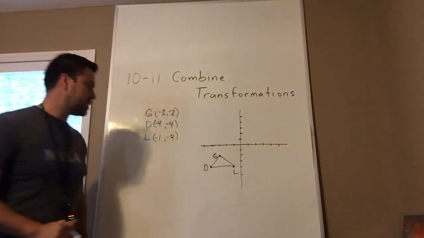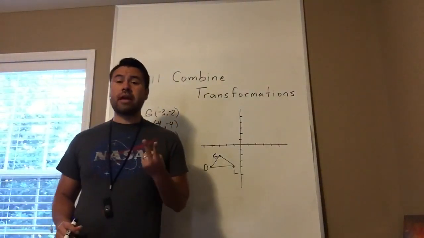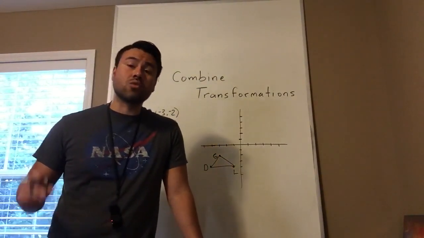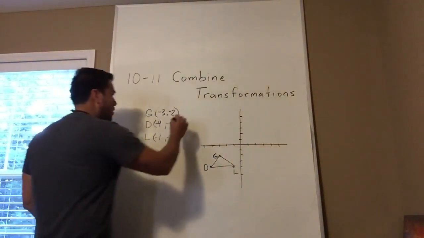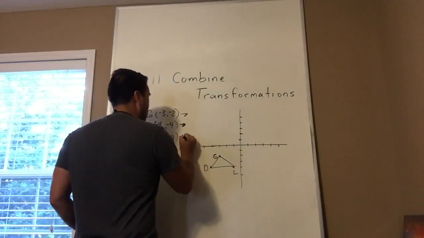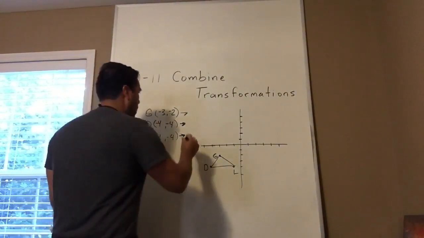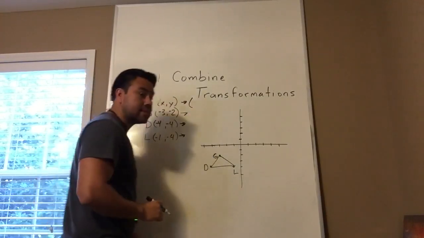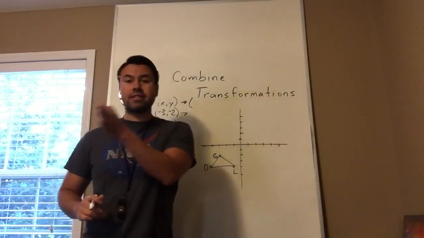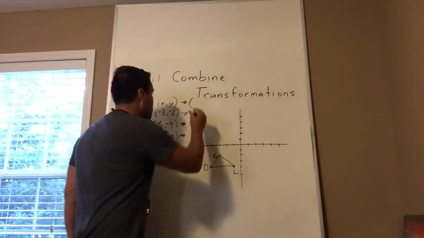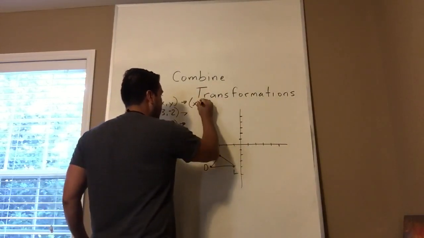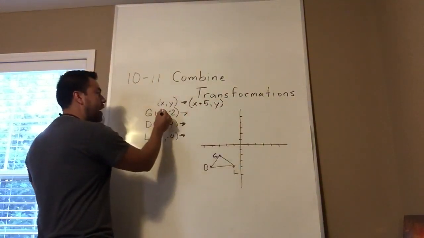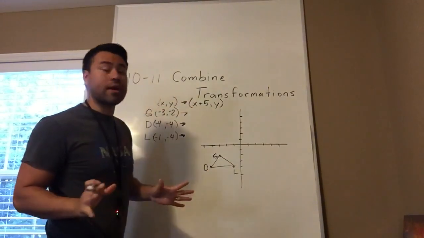Okay, so what we're going to do with this triangle is we're going to transform it twice. The first transformation is they want you to translate it 5 units to the right. So how would that change? What rule would that be? Well, that would be x comma y. And if I'm trying to change it to the right, that changes the x coordinate. X is left and right, y is up and down. So the x coordinate to the right, 5 would be +5, and nothing happens to the y. So I have to add 5 to each x coordinate and leave the y coordinate alone.